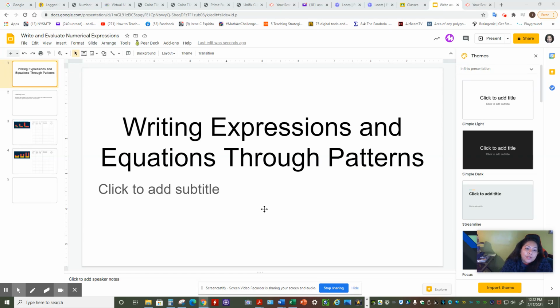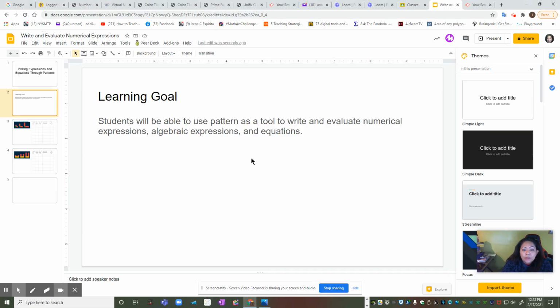Good morning, students. In today's lesson, our topic is writing expressions and equations through patterns. At the end of the lesson, you will be able to use pattern as a tool to write and evaluate numerical expressions, algebra expressions, and equations.